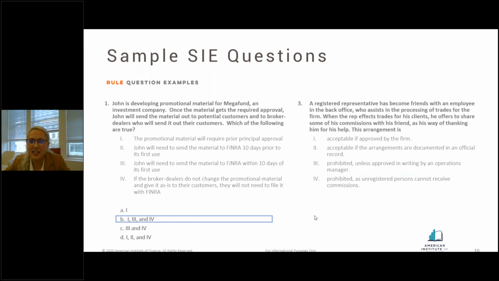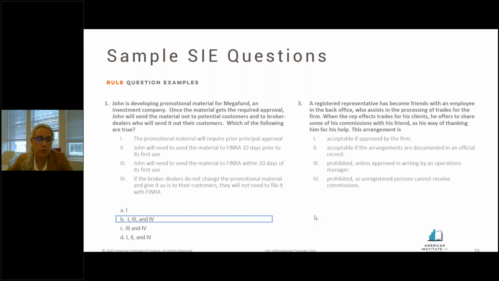Great. So moving on to the last question or example I want to talk about. A registered representative has become friends with an employee in the back office who assists in the processing of trades for the firm. When the rep effects trades for his clients, he offers to share some of his commission with his friend as his way of thanking him for his help.